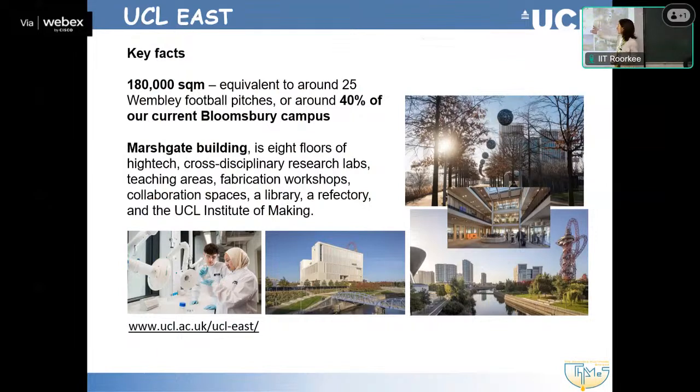It's 8 floors of high-tech cross-disciplinary research labs. The whole idea of what we developed there is not to have new departments or transfer departments, but to have interdisciplinary labs. And we are helped because the UCL Institute of Making is also located there. And the archetypal metal sculpture is also characteristic of this part of London.